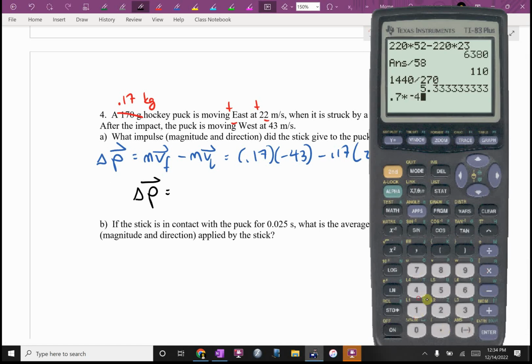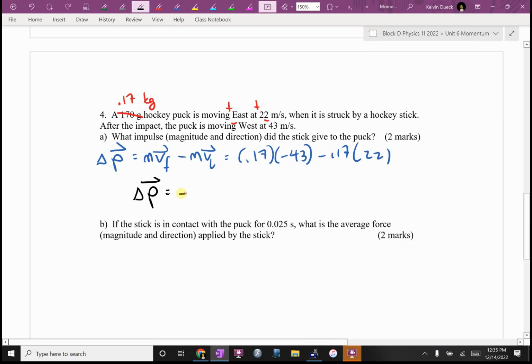0.17 times negative 43 minus 0.17 times positive 22. I'm missing a 1, aren't I? Caught that before I hit enter. Do you get 11.05, positive or negative depending on which way you let be positive or negative? And if you rounded that to 11.1, to 3 sig figs, I'm fine with that.